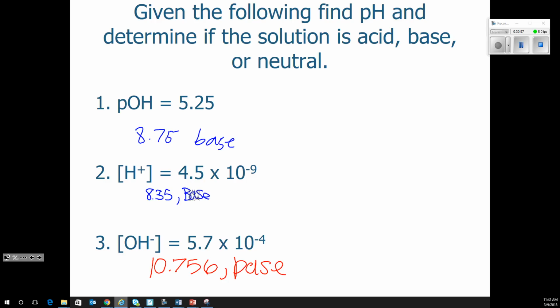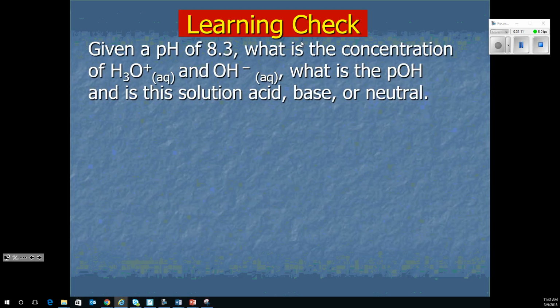Okay, how many agree with number 1? Thumbs up or thumbs down? Awesome. Number 2. And number 3. With the exception, it should only be 2 after the decimal, right? Okay. All right, going forward then.